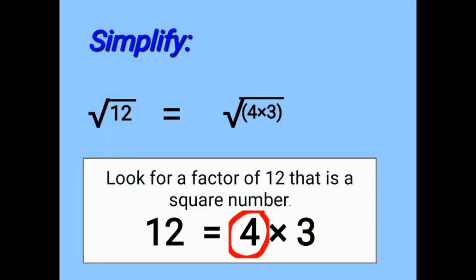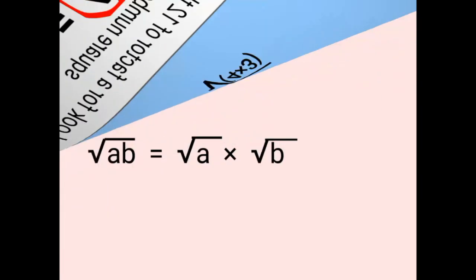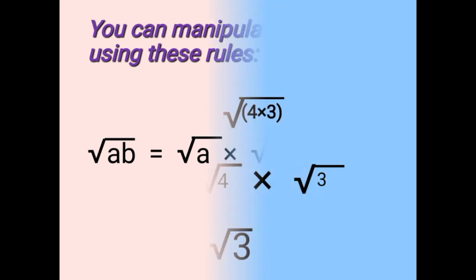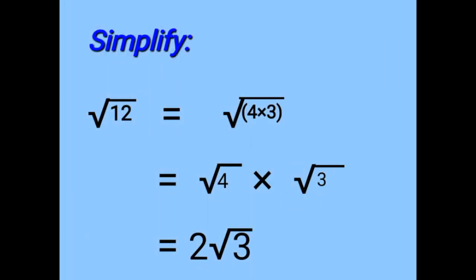Now let's simplify the square root of 12. First look for a factor of 12 that is a square number. 12 can be written as 4 times 3, where 4 is a square number. Using this rule, you can simplify the square root of 12. So square root of 12 equals square root of 4 times square root of 3. Square root of 4 is equal to 2, so 2 times square root of 3 equals 2 square root 3.